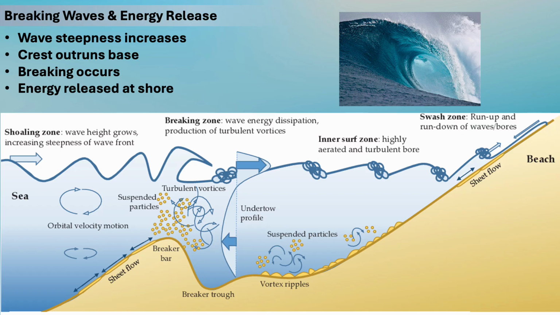As shoaling continues, wave height increases and wavelength decreases, so wave steepness increases. When steepness reaches a critical threshold, the crest becomes unstable. The crest moves faster than the base because orbital motion near the surface is less affected by bottom friction. Eventually, the crest outruns the base and collapses forward. The wave breaks.